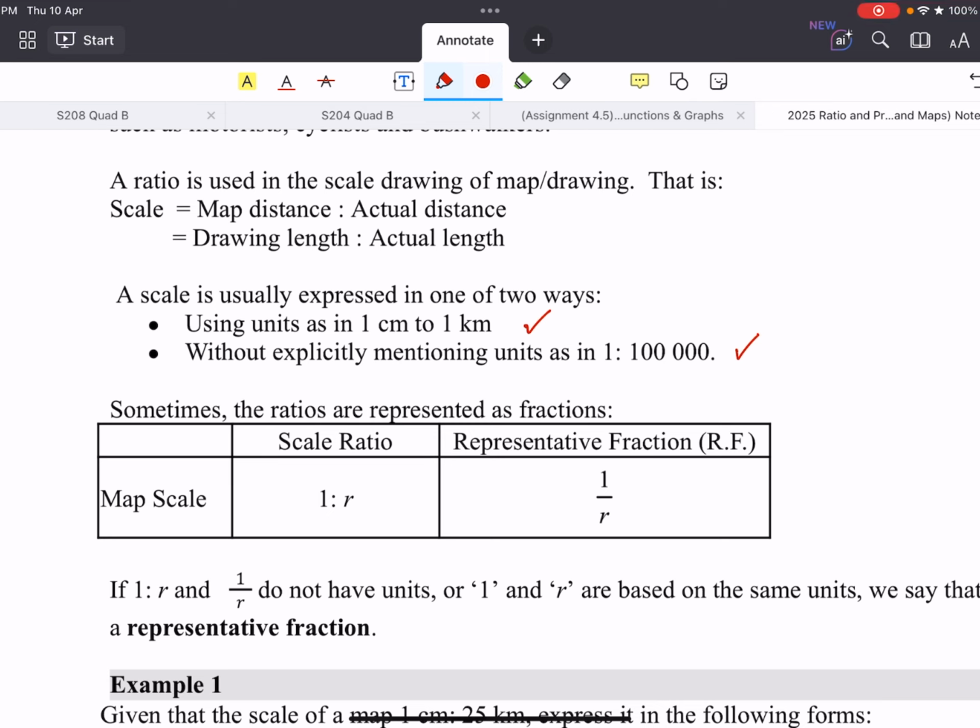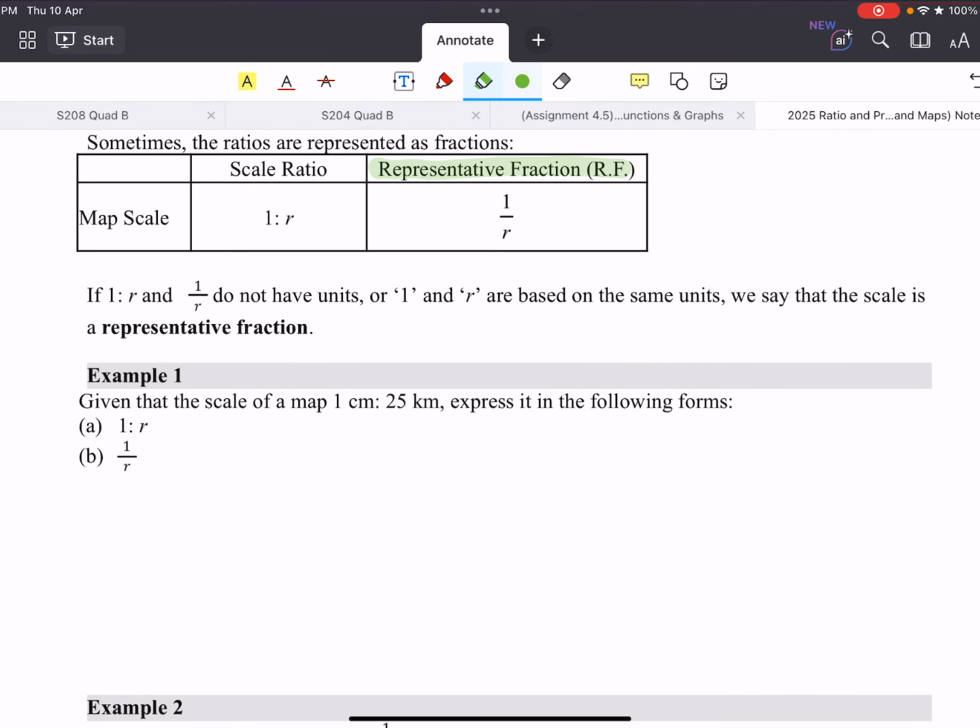Now sometimes we also represent them in the form of a fraction. So you can see here there's this thing called the representative fraction. Sometimes we can also represent it as a fraction, instead of a ratio. It is acceptable depending on the context of the question, right? So in a nutshell, if we represent them as a ratio or as a fraction, it does not have units. So I think we learned before when we were dealing with the chapter on ratio, we know that a ratio in its final and simplest form should not contain any units. So this is called the representative fraction.